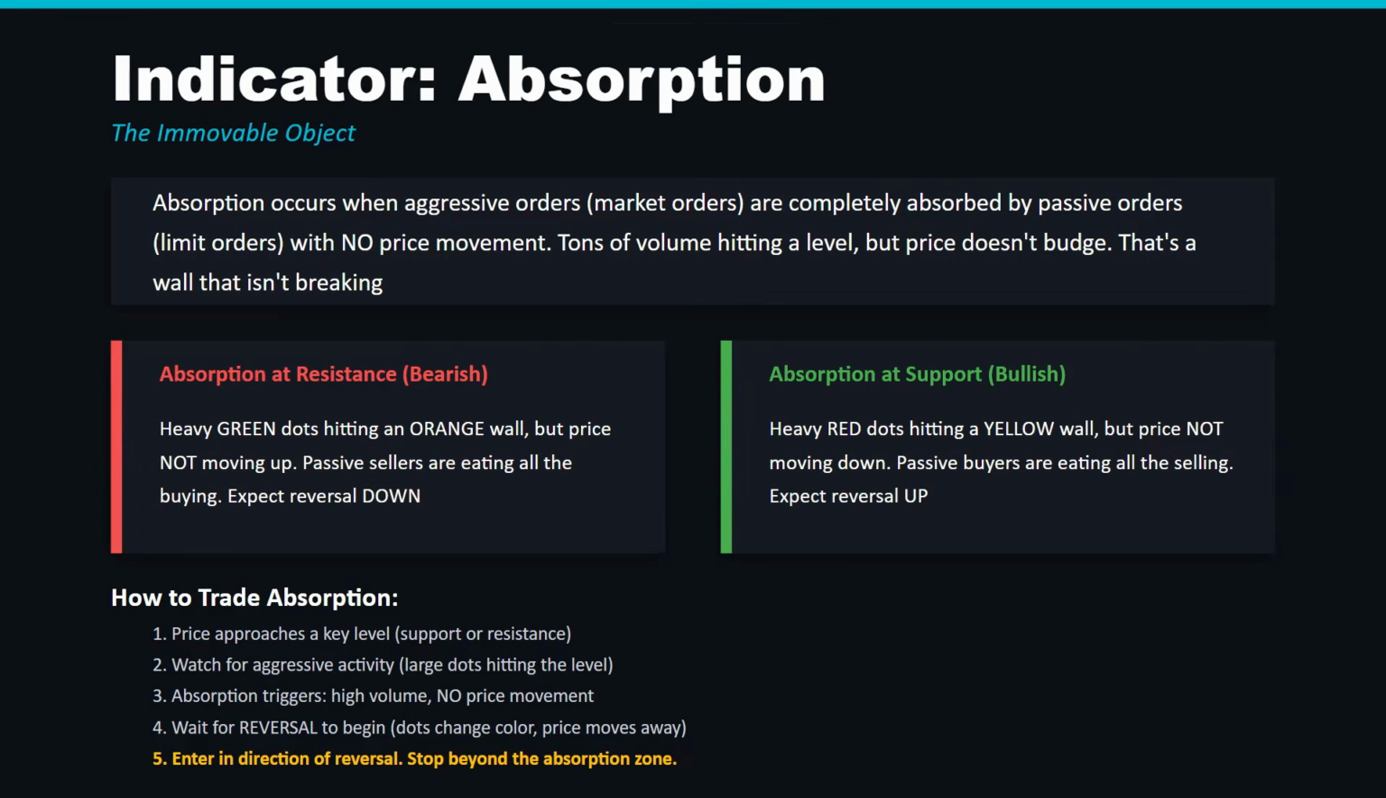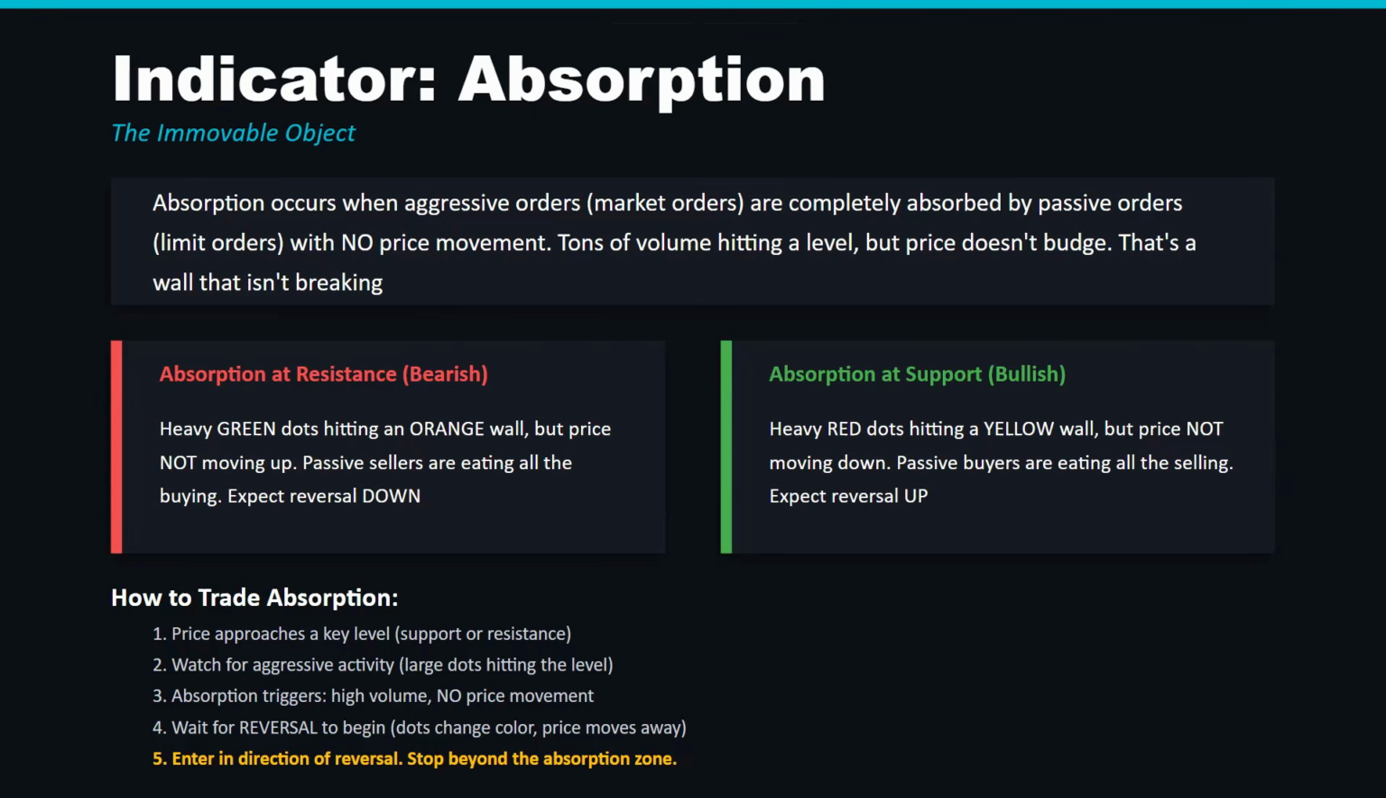So imagine this. Tons of green dots are slamming into a level. Huge volume is trading, but price isn't going anywhere. That means there's a massive passive seller there absorbing everything. The wall is not breaking. That's a good sign for a potential short, right? Because the bulls are just getting absolutely shut down and the bears are absorbing everything.